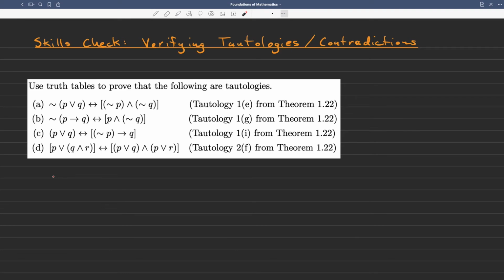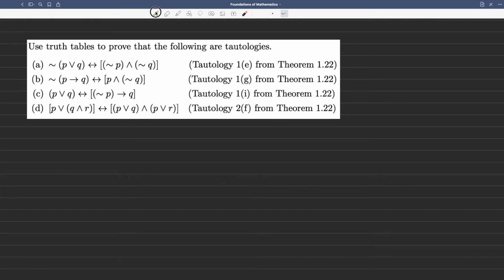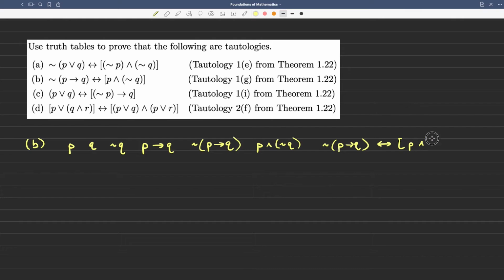All right, welcome back. I think I will prove part B for you, and then I'll leave the rest just to do on your own. But for part B, I see two variables, and so I'm just going to construct a truth table with variables P and Q. And let's see, I need not Q, so I'm going to go ahead and put that in. I need P implies Q, and then I need to negate that, so not (P implies Q). I need P and not Q. And then I need to connect those last two things with an if and only if. So not (P implies Q), if and only if, P and not Q.